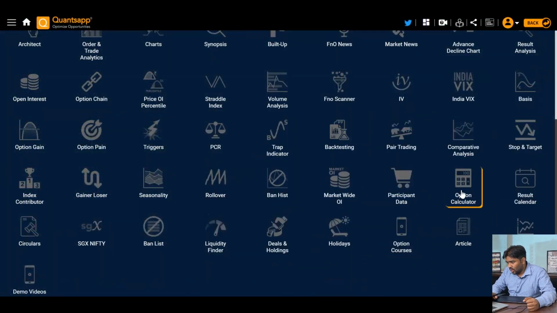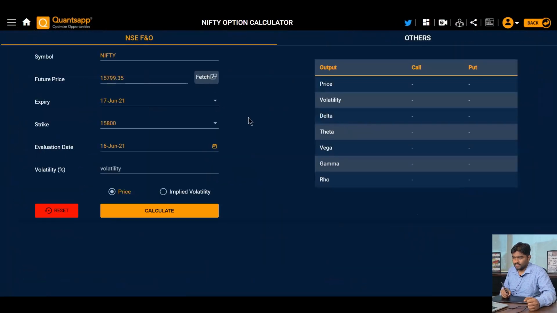Now let's see what the gamma effect is, and then we will come back to the order and trade analytics. So I'll go to the option calculator first. To understand the gamma effect, we'll take two different expiries. First, the next expiry, where we have at least 8 to 10 days. I'll put some values here, and 20 as the volatility, and try to calculate the call price.